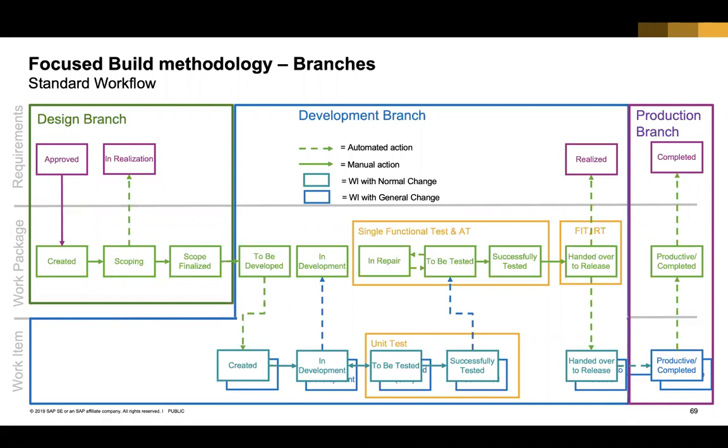Another thing to observe here is the branch architecture on top, right? While you are in these statuses of the work package and requirements, you are still in the design branch. Once you get to be developed and in development, in testing, etc., you're working in the development branch of the solution. And once, of course, you are gone live, all the changes are deployed in production, then you go to the production branch, right? You see the linkages where the users are based on the status of the requirements, work packages, and work items.